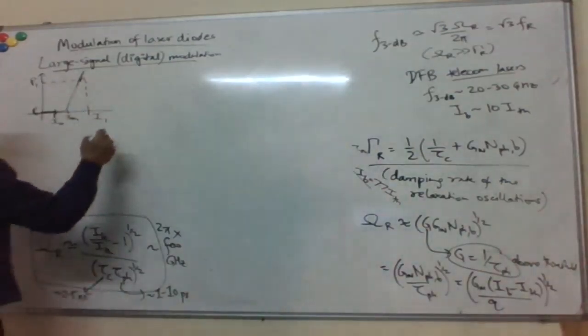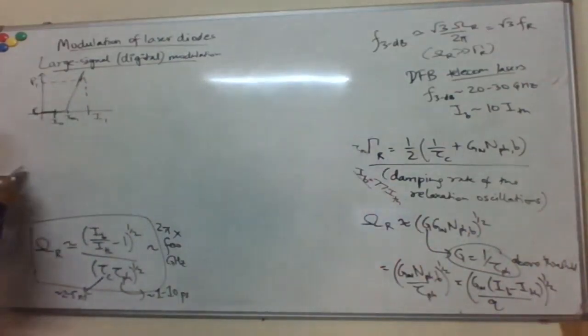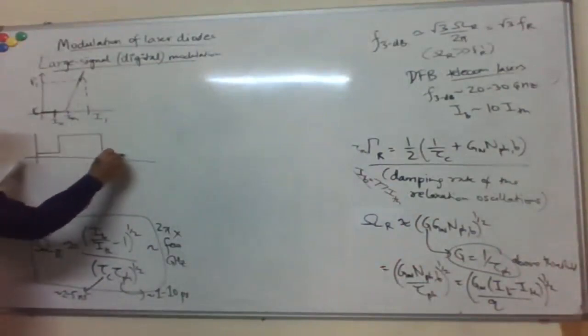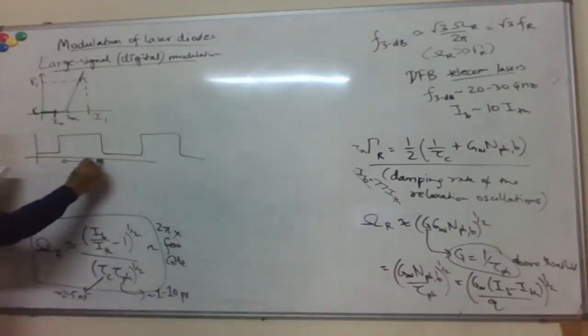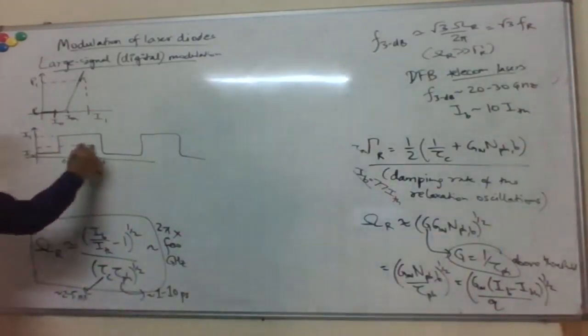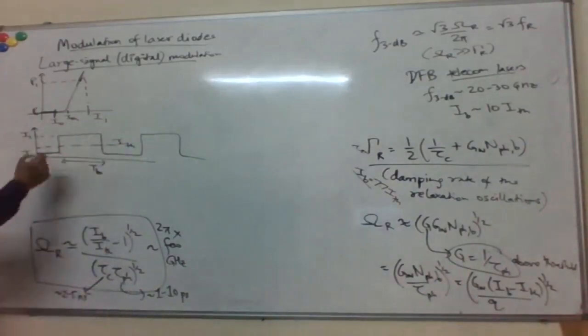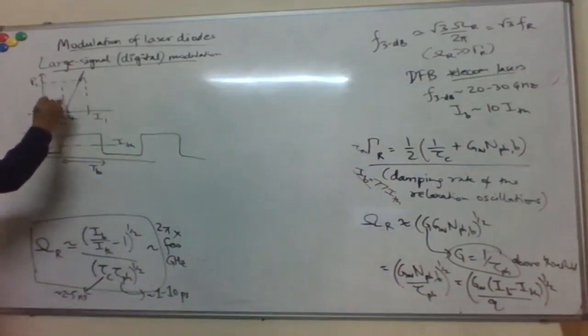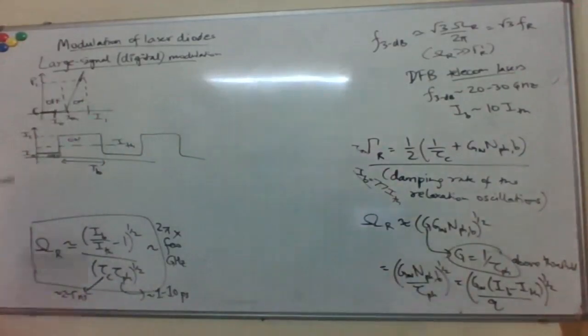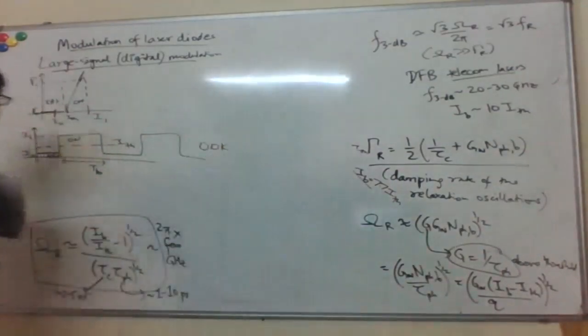If I look at the current, I'm sending square pulses here with some bit period, let's say TB. For bit 0, I'm sending I0, and for bit 1, I'm sending I1 current in the device, and the threshold current is somewhere in between here. So it's off here, and then on here, or off here, on here. This would be the simplest, for example, on-off keying modulation.